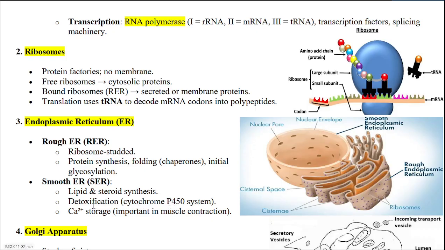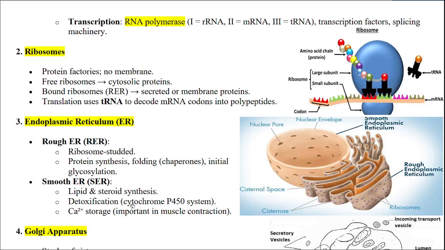No ribosomes there. It looks smooth. And its functions are quite different, mostly related to lipids and detoxification. First, it's the main site for making lipids, phospholipids for membranes, steroid hormones, things like that. Second, it's a major detoxification center, especially in liver cells. It's packed with enzymes, particularly the famous cytochrome P450 family.